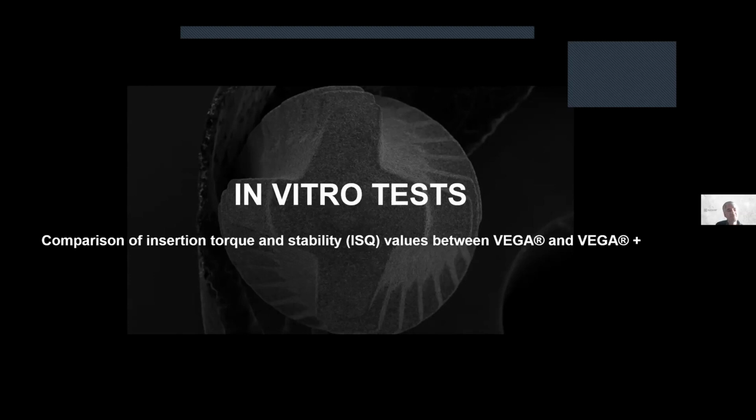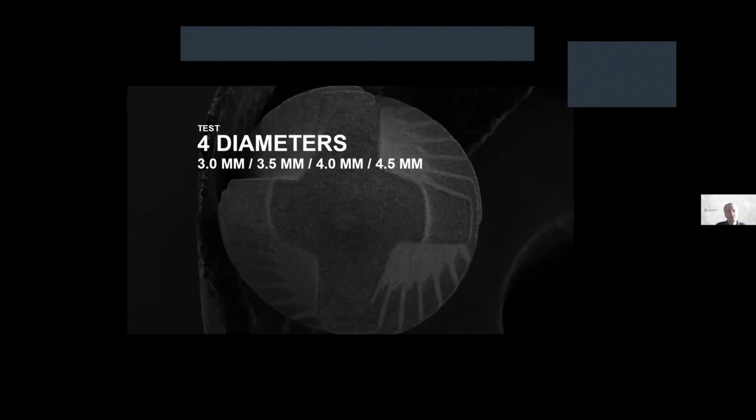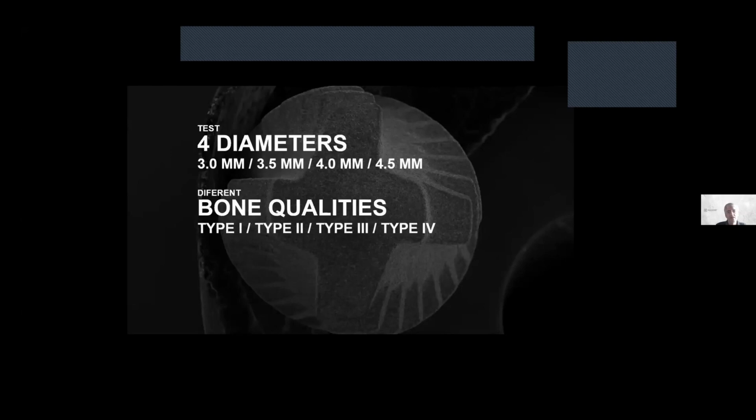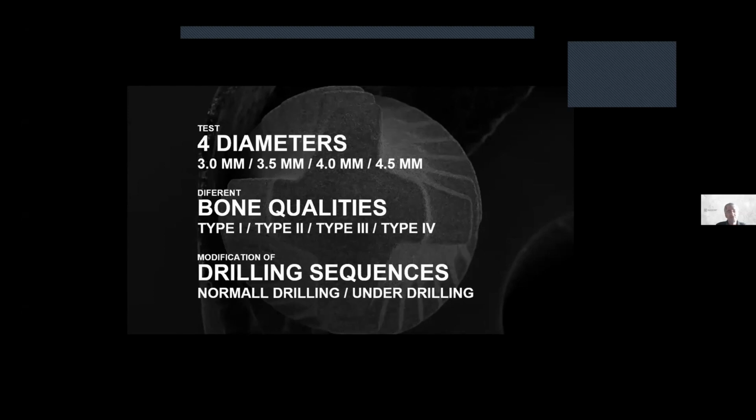And what they found in these tests was that there was a higher insertion torque of the implant. They were tested in the 4 diameters, 3.0, 3.5, 4, and 5.5, different bone qualities, type 1, 3, 4. This is a very nice implant for type 3 and type 4 bone. They get very, very high primary stability when you under drill. I will show you it later. And then we have to modify those drilling sequences to get the best of this implant, okay?